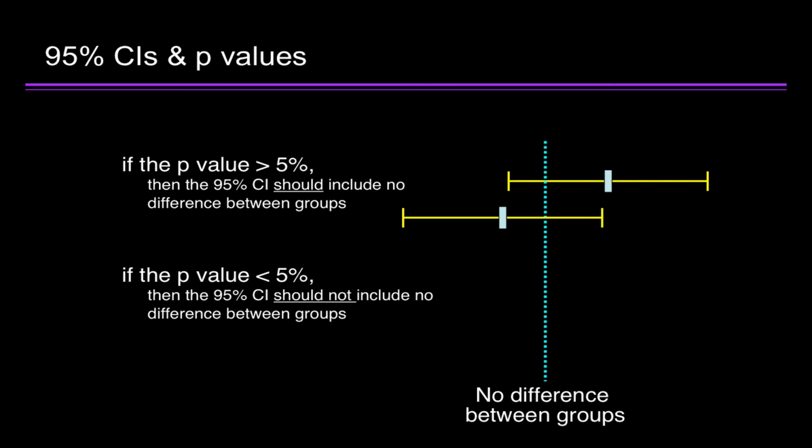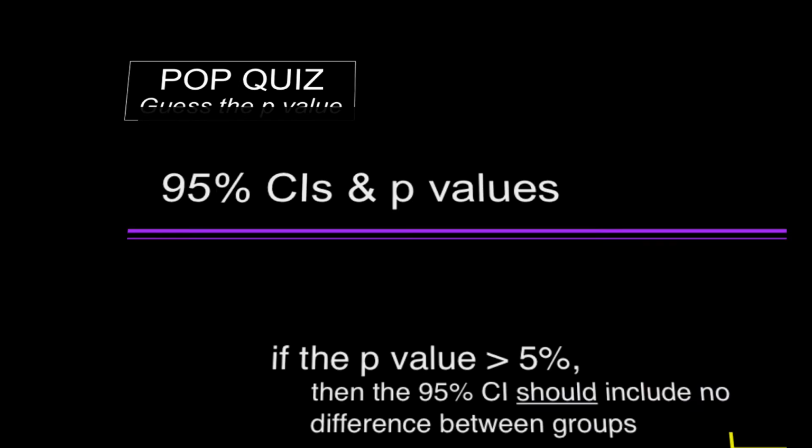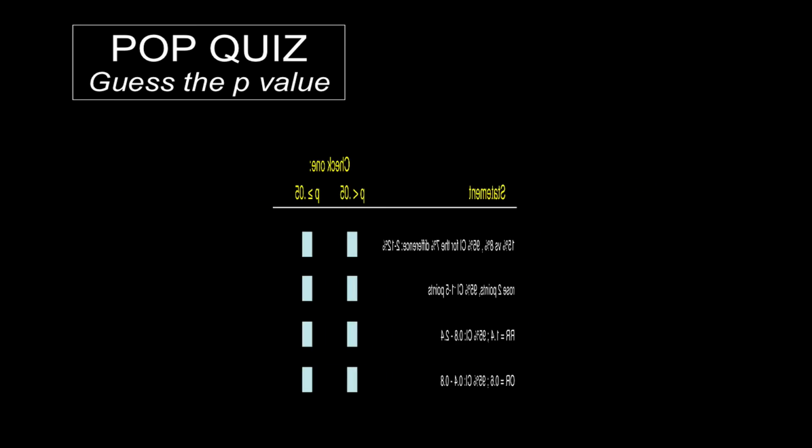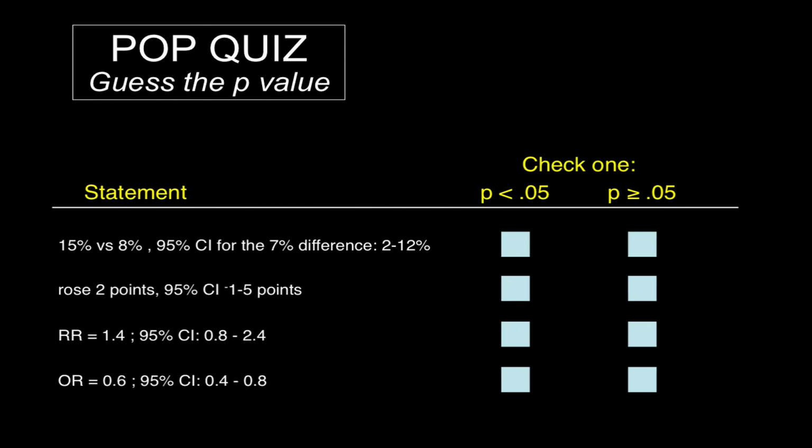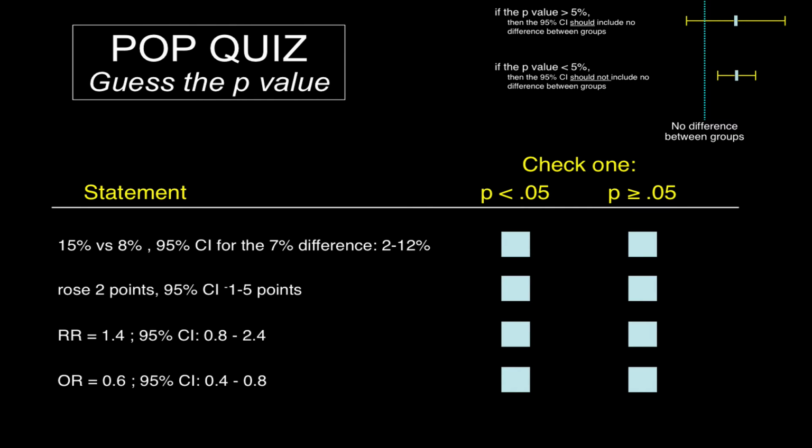If the p-value is less than 5%, then the 95% CI should not include no difference between groups. It should be either over here or over here, but it does not cross no difference between groups. Now, I said this in the last video. Let's see if you're ready to guess the p-value. Here are 4 studies, and all you've got to do is check whether the p-value is less than 0.05 or greater than or equal to 0.05. I'll even put that slide in so you can review it. Stop the video here and make sure you can put a check in the right box.